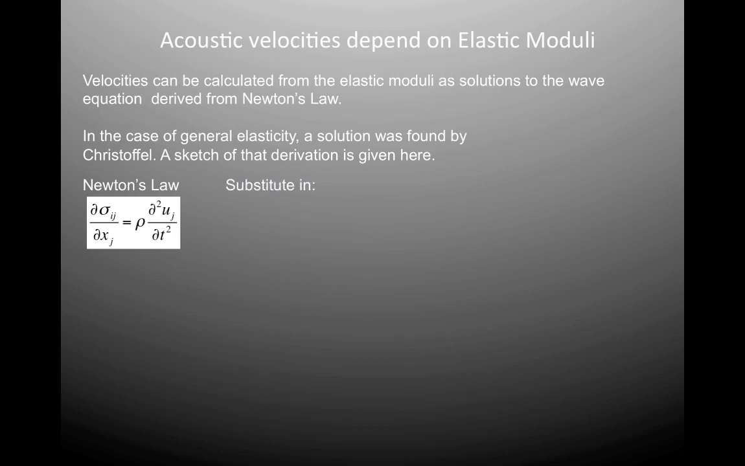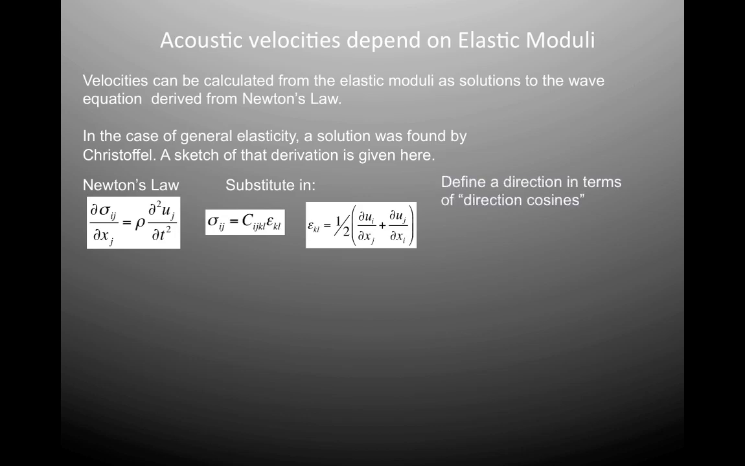Now we can substitute in for the stress the relationship from Hooke's law involving strain and elastic constants. And since strain is a function of the displacements as shown here, we combine those, and one more item: we need to define a propagation direction for our sound wave in terms of direction cosines. So there's a vector S which has components in the x, y, z directions defined by L, M, and N.